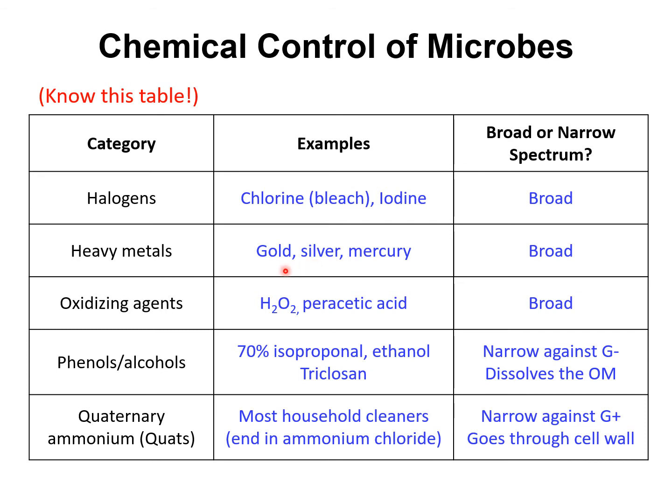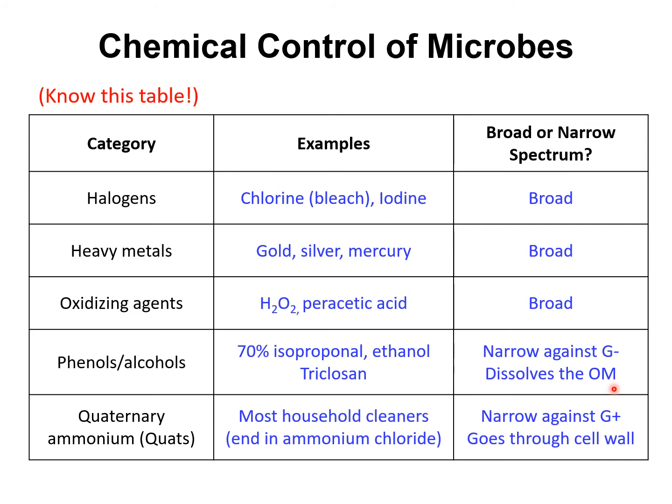Heavy metals are chemicals that have things like gold or silver or mercury, these metals. And again, those are broad spectrum chemicals, and so they can target, again, gram-positive and gram-negative. Oxidizing agents, for example, hydrogen peroxide or peracetic acid, again, they are also broad. Phenols and alcohols, things like 70% isopropyl, what we use, ethanol, those are narrow spectrum and they target gram-negative. And what they do is they basically dissolve the OM. What is the OM? The outer membrane.